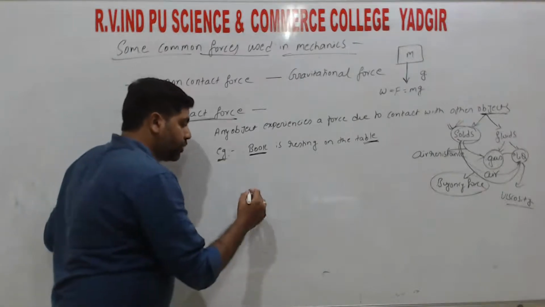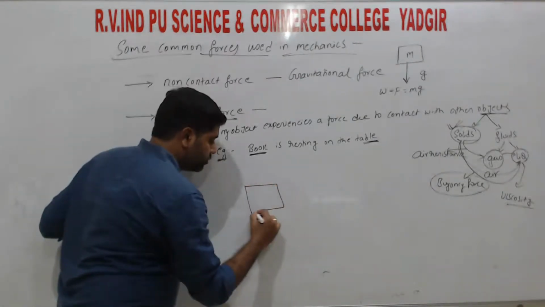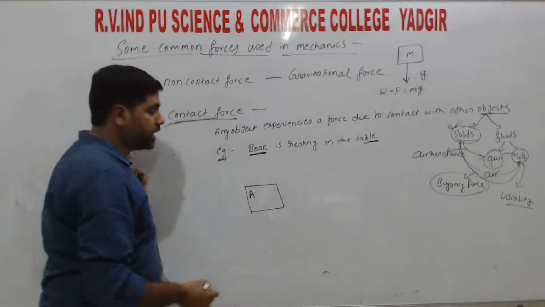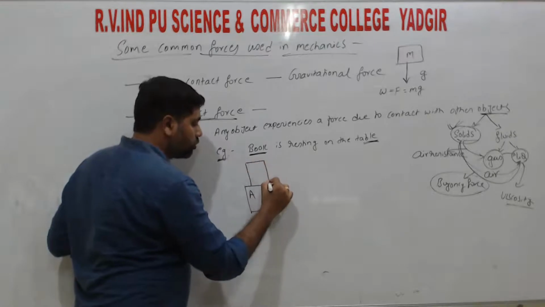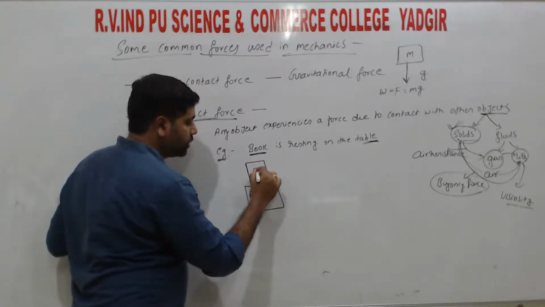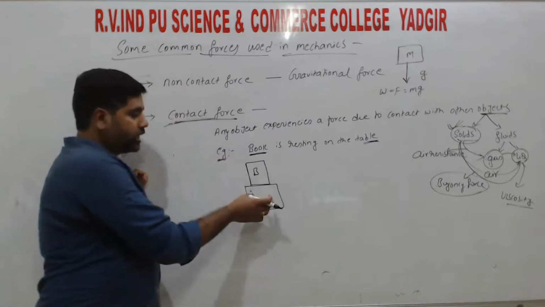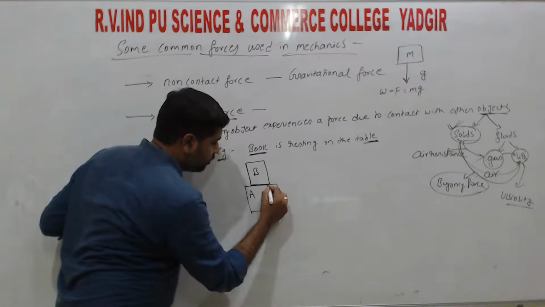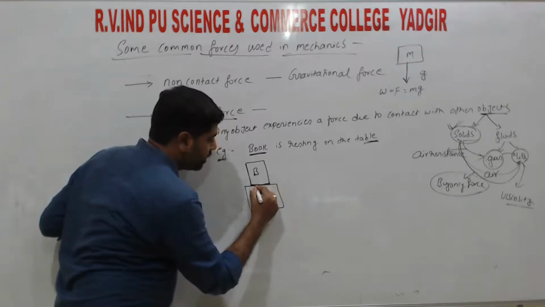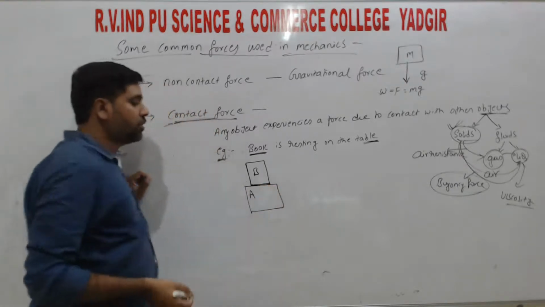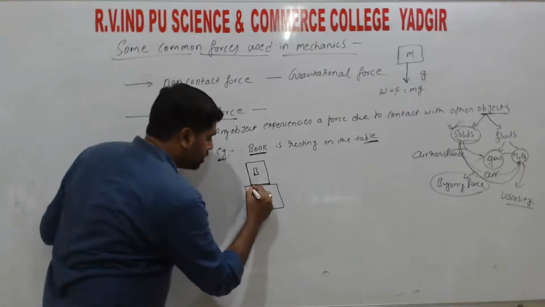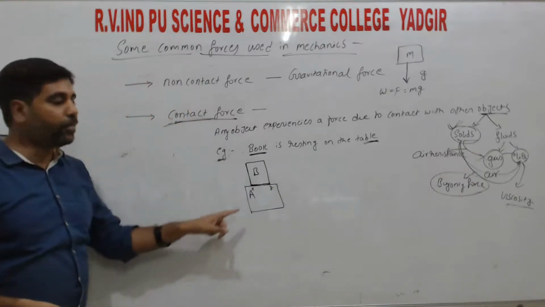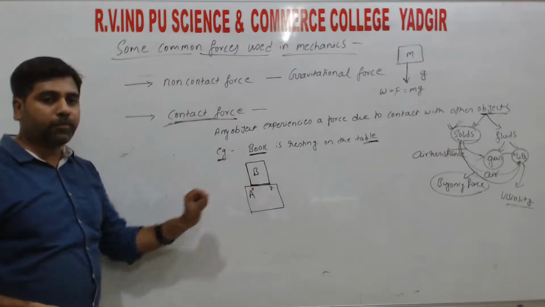So again, considering here one object, that is object A. This object is in contact with another object, that is object B, right? So object A is in contact with object B. The contact surface is only this much, right? From here to here A is in contact with B only. If we name it, it is xy. xy is the contact surface between object A and object B, right?